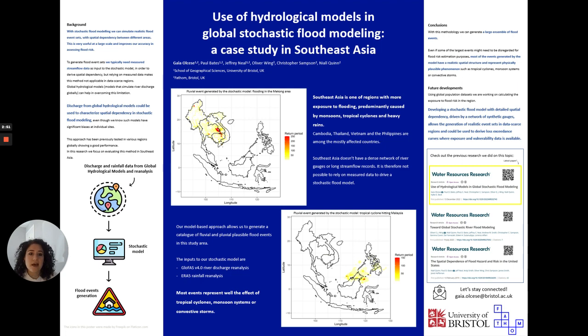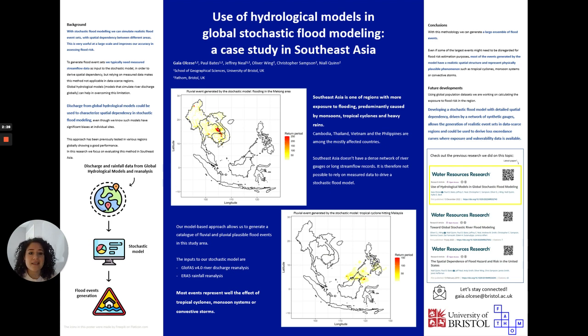Southeast Asia doesn't have a dense network of river gauges or long stream flow records, and it is therefore not possible to rely on measured data to drive stochastic simulations in this region. We chose to generate both fluvial and pluvial events and use the most recent GLOFOS river discharge reanalysis and ERA5 as inputs to the model.